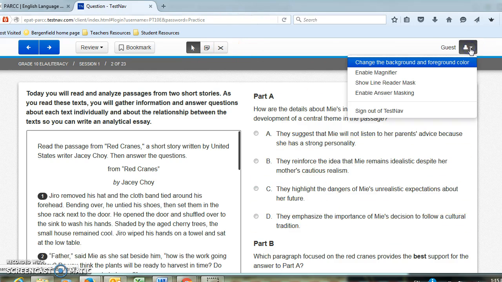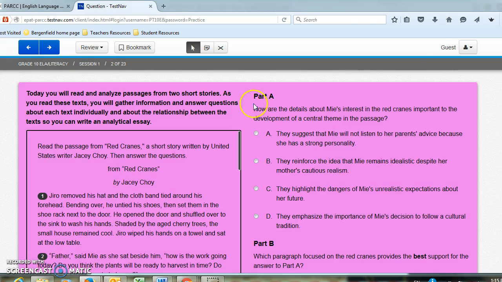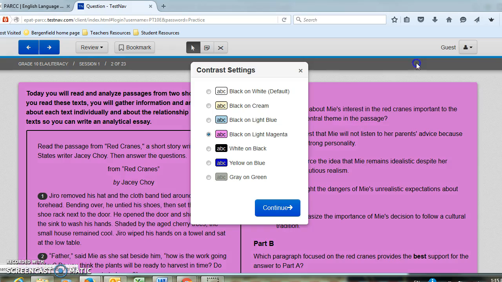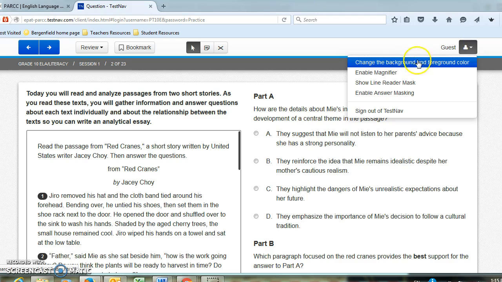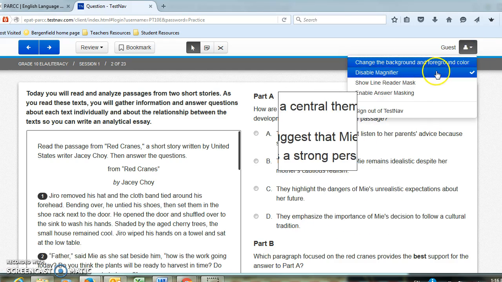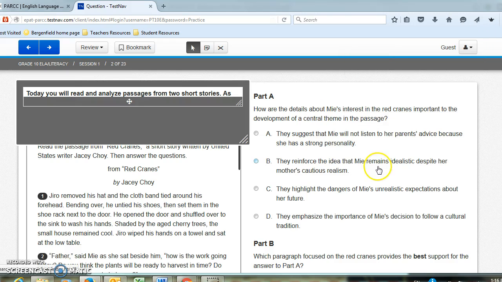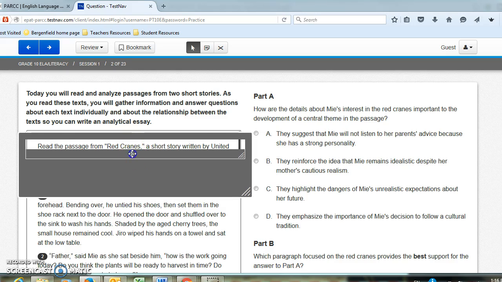The other tools that you have are changing the background or foreground color. This is not very important, so unless you just absolutely have to change the color, I wouldn't even bother. And you have the magnifier, so if that's helpful to you, you can use the magnifier. You have the line reader mask. If that's helpful to you, you can use the line reader mask and look at just a couple of lines at a time.